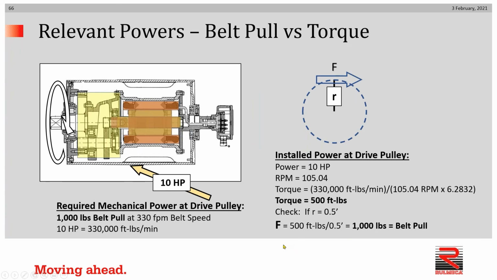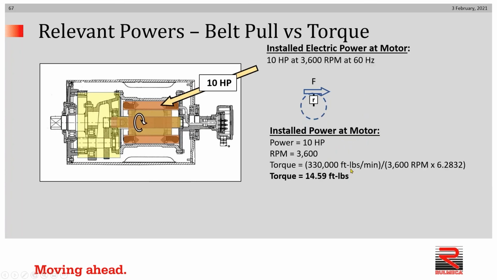As we look at an example with a motorized pulley, you can see that a belt pull of 1,000 pounds at a belt speed of 330 feet per minute will yield a power requirement of 10 horsepower. And you can see that the installed power at the drive pulley is exactly as explained previously. Now let's drill down to rotor RPM and rotor torque within the product itself. Whether it's an exposed system or motorized pulley system, the concepts are identical.